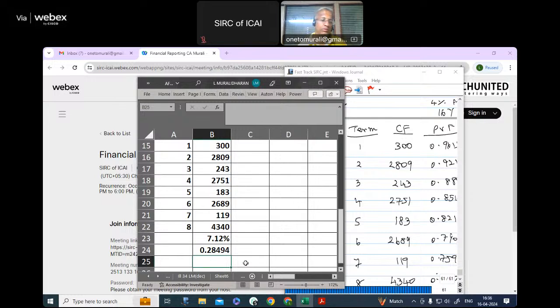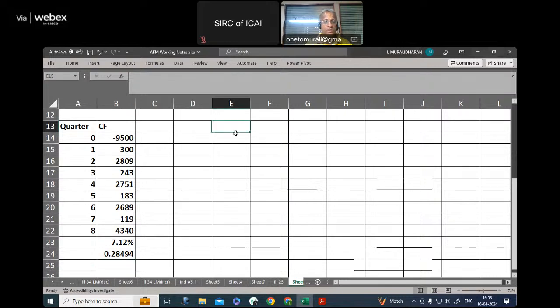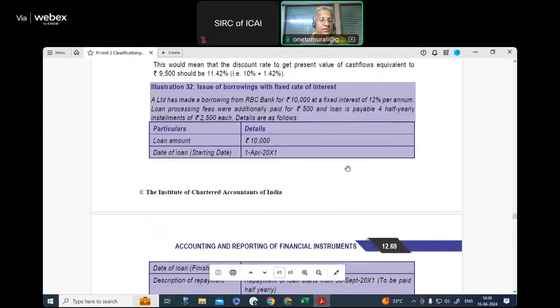So it comes to a very big figure of 28494. But anyway, I will just try through Excel only. There were some technical snags, so I would like to redo that for your sake. It is illustration number 32 that we were doing.